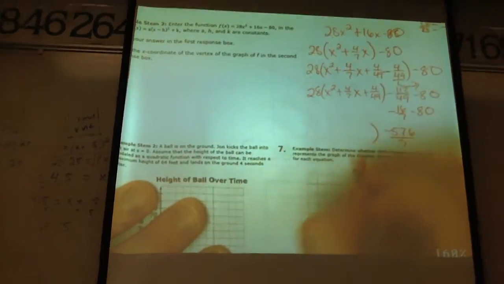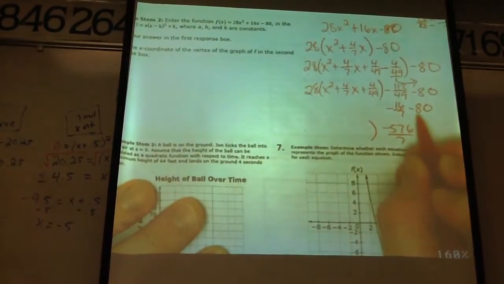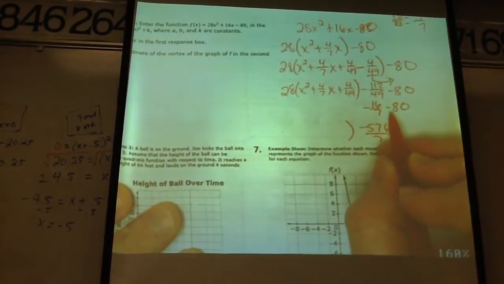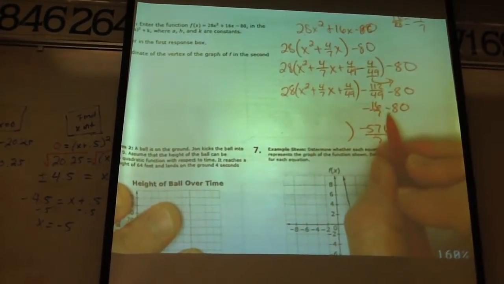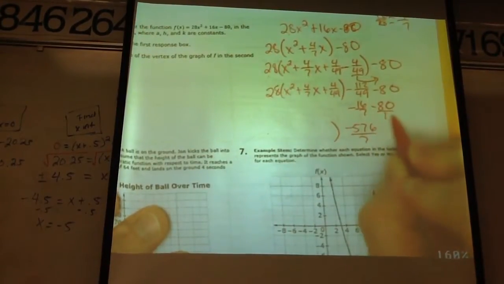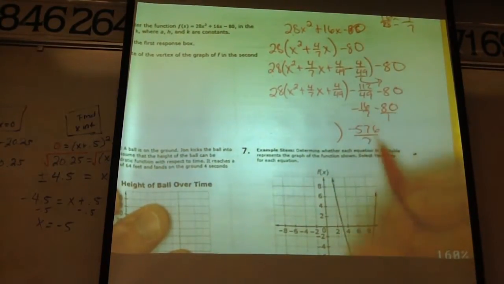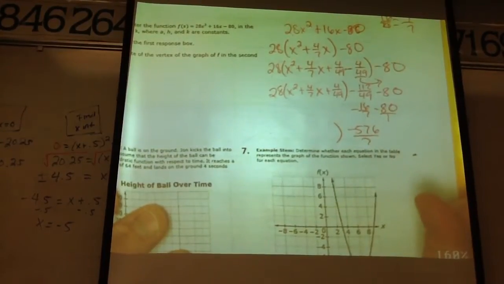How do you do that? Common denominator? Common denominator is 7. That's 80 over 1, so I just multiply 80 times 7. What's 8 times 7? 56. Put a 0 at the end. 560. 560 minus 16, negative 576.